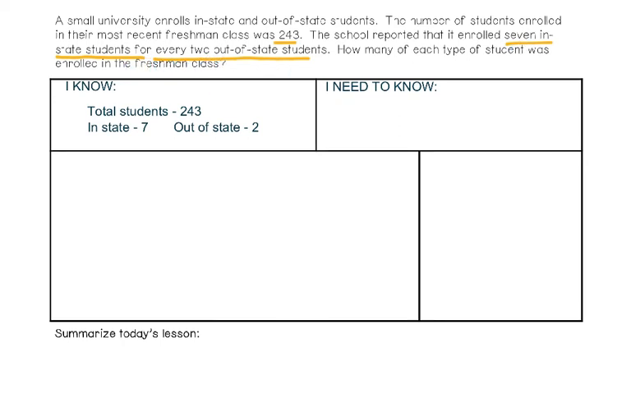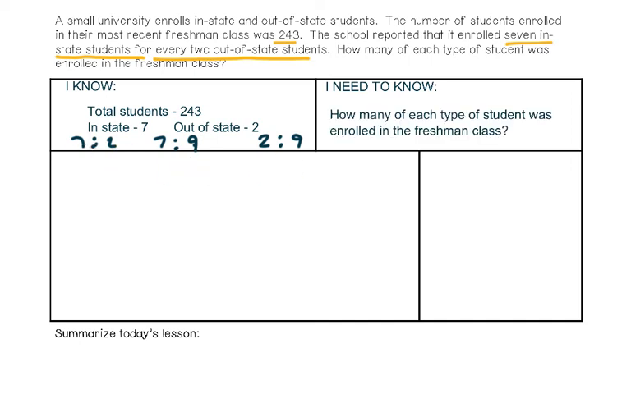So if I wanted to make a prediction or compare the ratio for in-state for every out-of-state, I could write that 7 to 2. You could also write it comparing the part to the total. So if I wanted to look at the in-state ratio to the total, I would write 7 to 9. And for the out-of-state ratio, I could write that 2 for every 9. So remember, 9 being the total. Depending on how you want to look at it, you can compare 3 different ways.